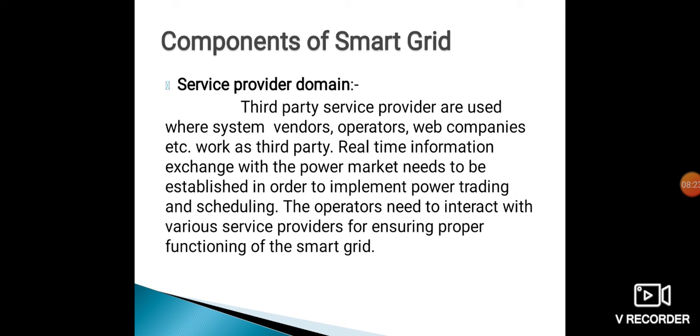The operators need to interact with the various service providers for ensuring proper function of smart grid. As we have seen from the block diagram, operator is located at the center of the block diagram and each and every part is connected with the operator. So the role of operator is to continuously communicate with all the components for the proper function of a smart grid. If operator doesn't communicate properly with the other domains, then the efficiency or the reliability of smart grid will be reduced.